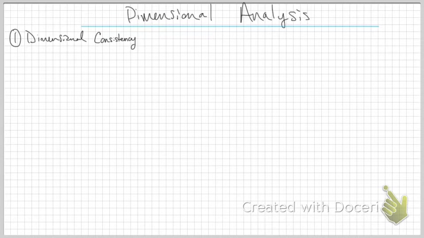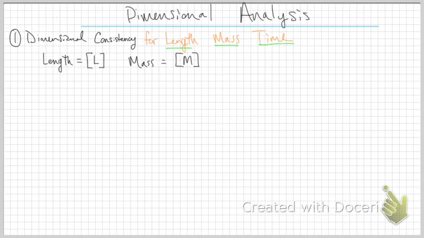Okay, so we'll do a couple quick examples here, and primarily for dimensional consistency in this class, we're looking at length, mass, and time, our first three major dimensions. We abbreviate them with a capital letter, L for length, with brackets around it. Brackets show us we're talking about the dimension. Capital M for mass, capital T for time, all in brackets.